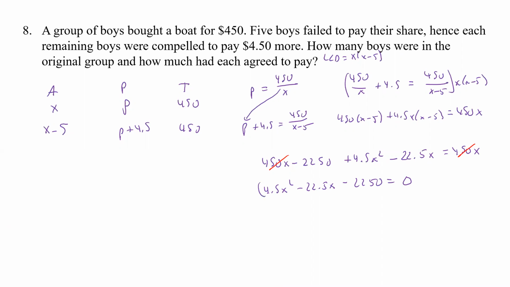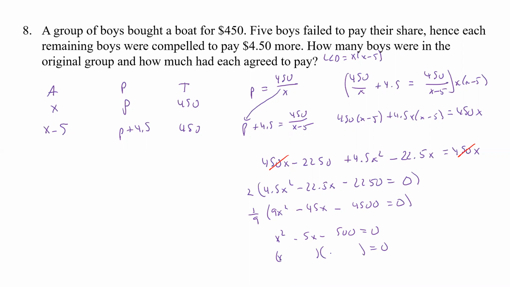All right, what do I want to do? Well, I want to multiply everything by 2 to get rid of all my decimals. So that will give me 9x squared, and then minus 45x, and then minus 4500 equals 0. Well, now I've got it with whole numbers. I can see that there's a factor of 9 here, so I can now multiply it by 1/9 to get rid of the bigger numbers here. So that's x squared minus 5x minus 500 equals 0.